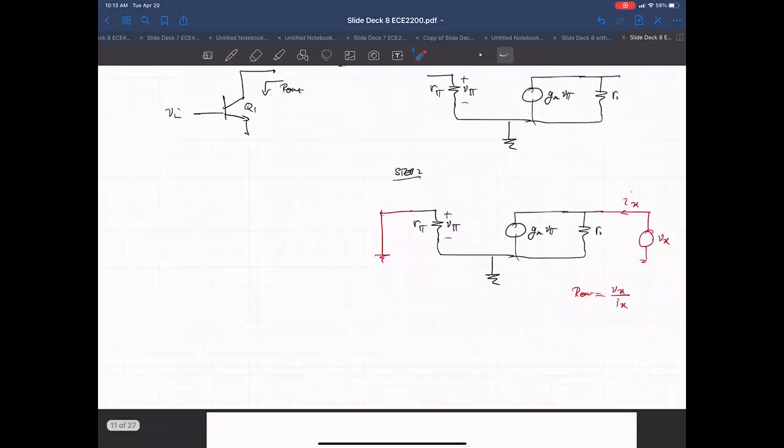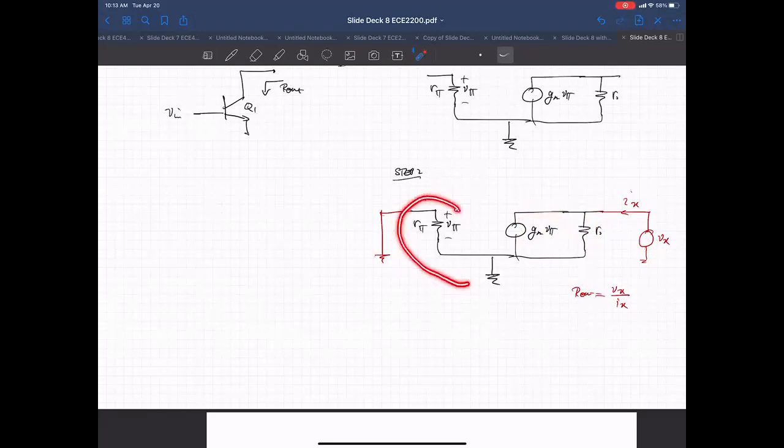Now, when you want to look at the current on the output, it's made out of two components. So there's a current that goes through this resistor. Okay, you have a voltage V sub X across this resistor because the other end of the resistor is ground. And so there's a current I sub X goes through here. And then there's another current going to this current source, G sub M, V sub pi. So we got to figure out what V sub pi is to figure out this current.